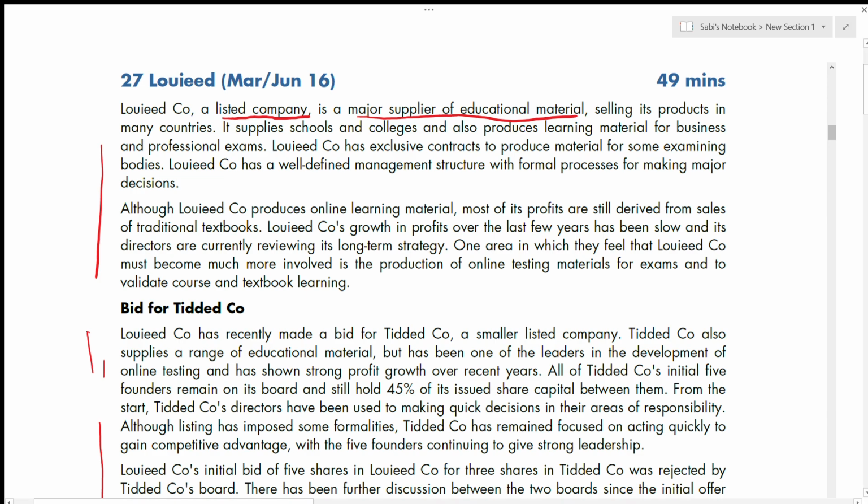Although Louieed company produces online learning material. So what do they produce? Online learning material. Most of its profits are still derived from sales of traditional textbooks. Louieed company's growth in profits over the last few years has been slow. This is the point you need to know, right? Growth in profits over the last few years has been slow.